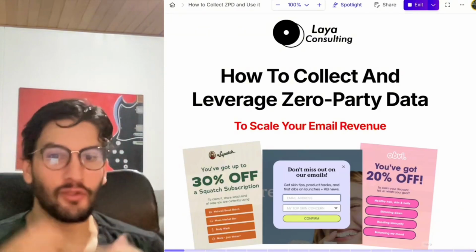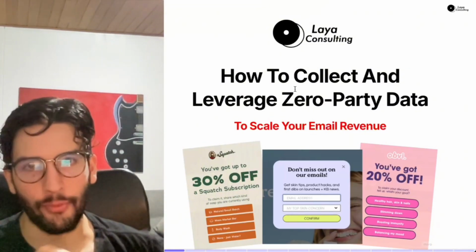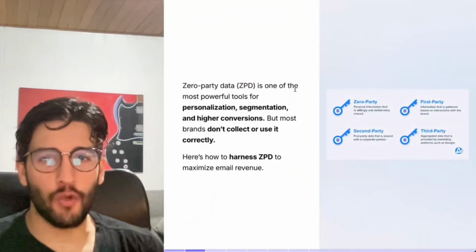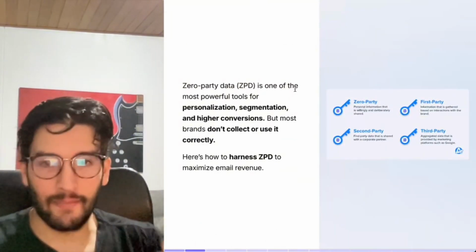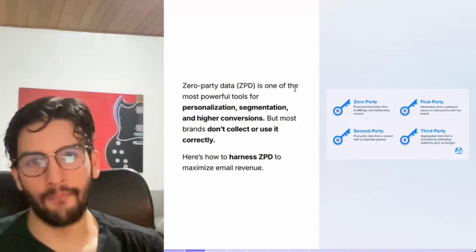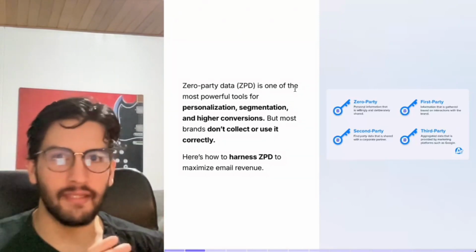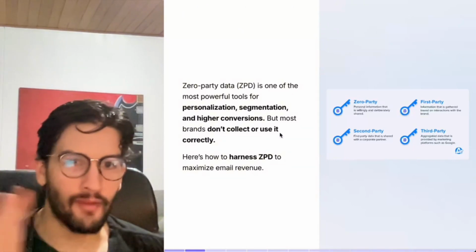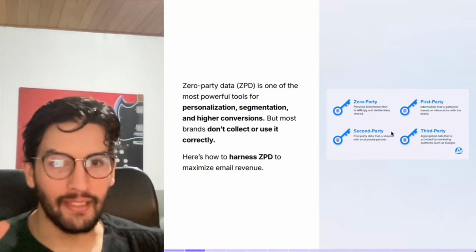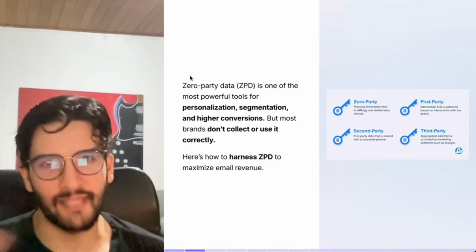So today I'm going to share with you how to collect and leverage zero-party data to scale your email revenue and basically improve your email results dramatically. Okay, so zero-party data is one of the most powerful tools for personalization, segmentation, and higher conversions. But most brands don't collect it or use it correctly. To be honest, 90% of brands don't even collect it, right? Here's how to harness ZPD, zero-party data, to maximize email revenue. And by the way, zero-party data is personal information that is willingly and deliberately shared by the customer. First, this is very different from the other types of data you can actually collect, right?